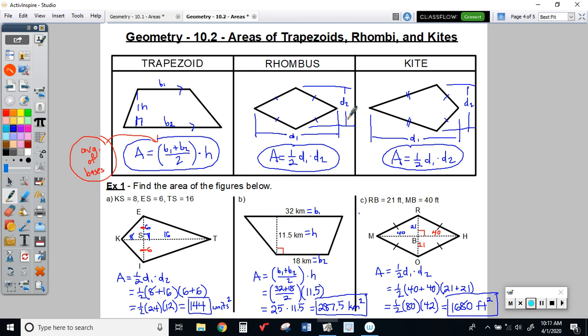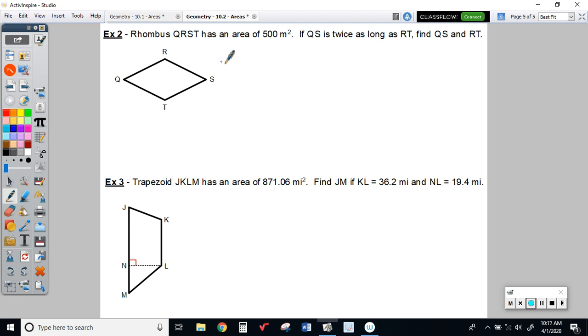So that's example 1, and the formulas, let's look at 2 and 3 here, and we'll be all set with this lesson. So rhombus QRST has an area of 500 meters squared. I'm going to write that inside on this one to remind myself of that. If QS is twice as long as RT, find QS and RT. So this Q to S is 2 times as long as what we have from R to T. So if I called RT x, what would this be? It'd be twice that, 2x.